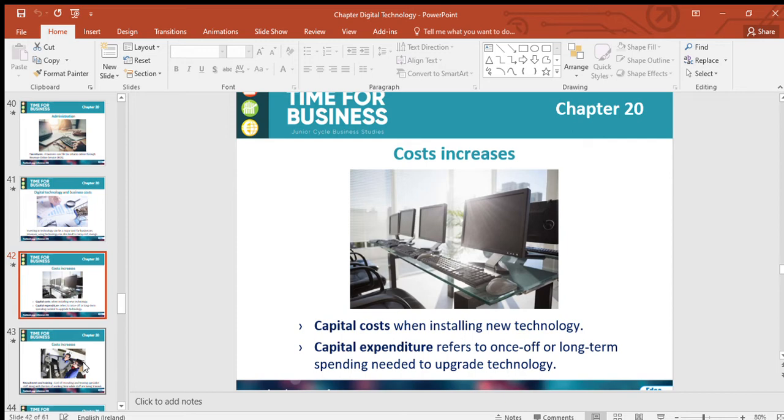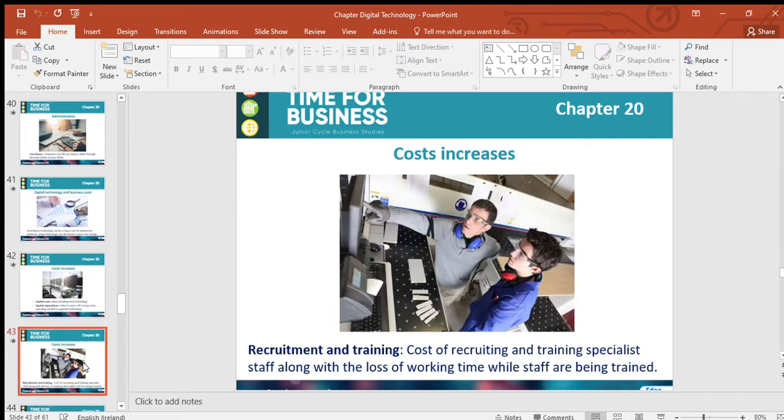So capital costs, installing new technologies. Again, we're taking this slide down, slide 42, and capital expenditure is once-off long-term spending to upgrade technologies. Capital is generally anything that you'd spend money on from a capital standpoint maybe once a year, once every couple of years. It's not regular spending. The regular spending would be current, but capital is generally more long-term. So more to do with costs.